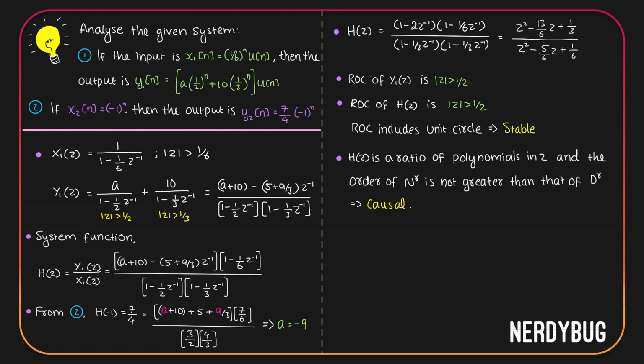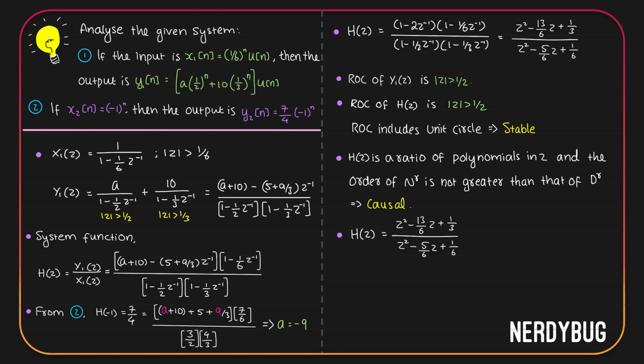So we can write H(z) as a ratio of polynomials in z, and the order of the numerator is not greater than that of the denominator, which means the system is causal. While we are at it, let's also write the difference equation that defines this system. For that, we need H(z).